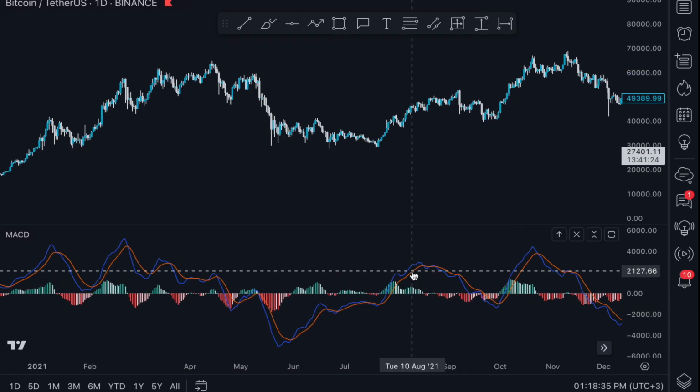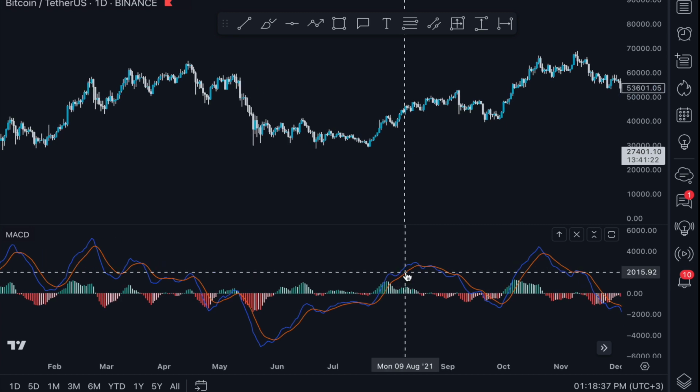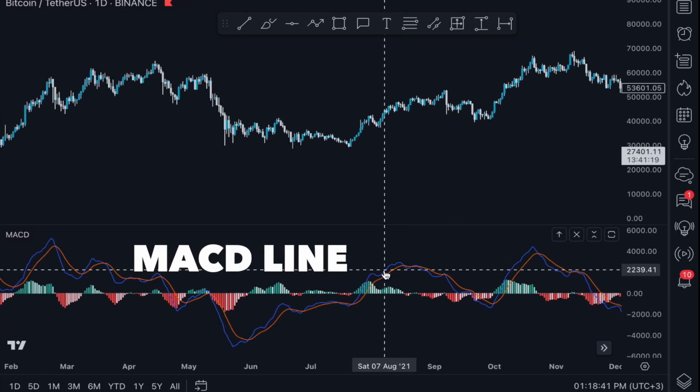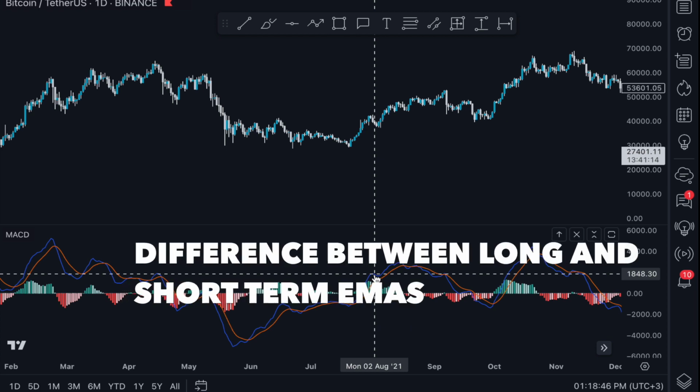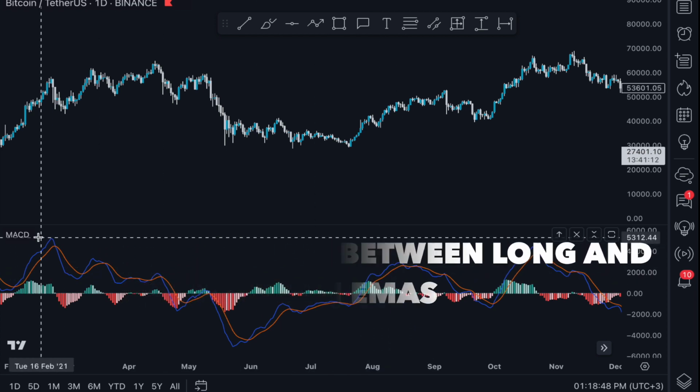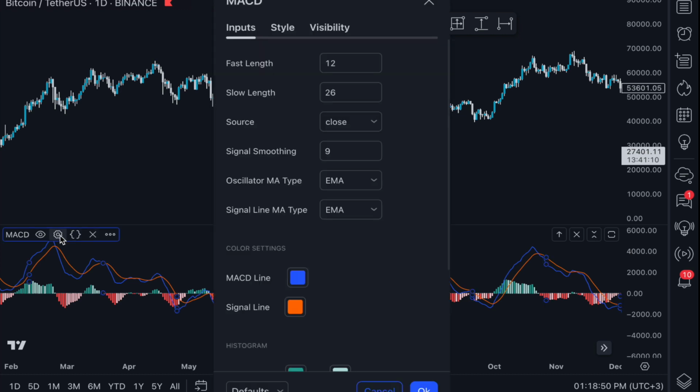The first component is the blue line that you can see on the screen. This line is called the MACD line. This is the difference between the short-term exponential moving average and the long-term moving average. Base settings for the long-term and short-term moving averages are 26 and 12 periods.